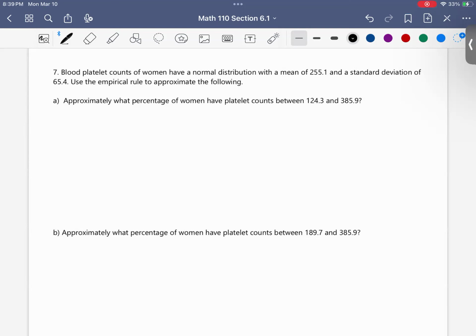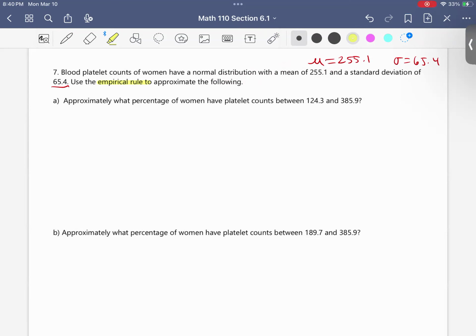Let's go ahead and look at number 7. Number 7 says blood platelet counts of women have a normal distribution with a mean of 255.1 and a standard deviation of 65.4, and we're going to use the empirical rule to answer questions A through C.